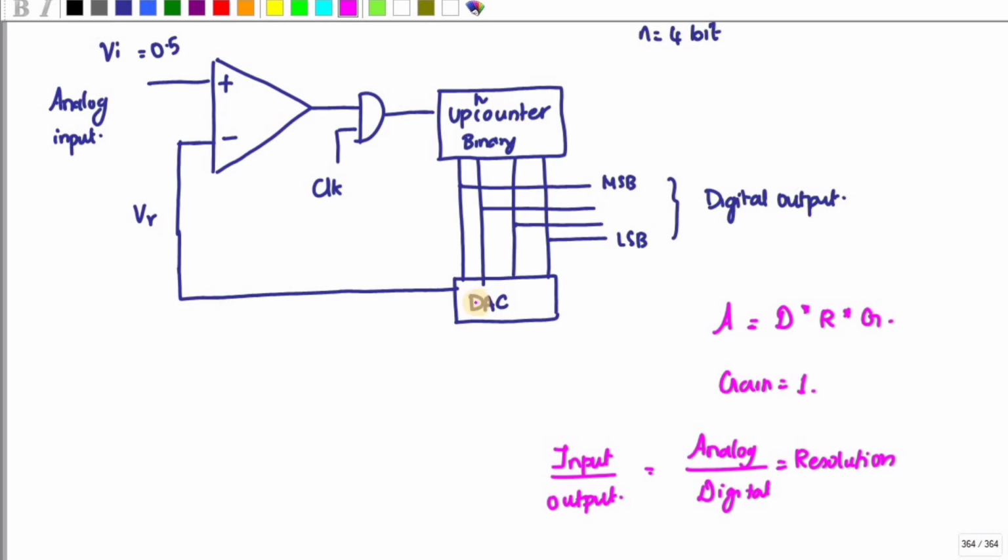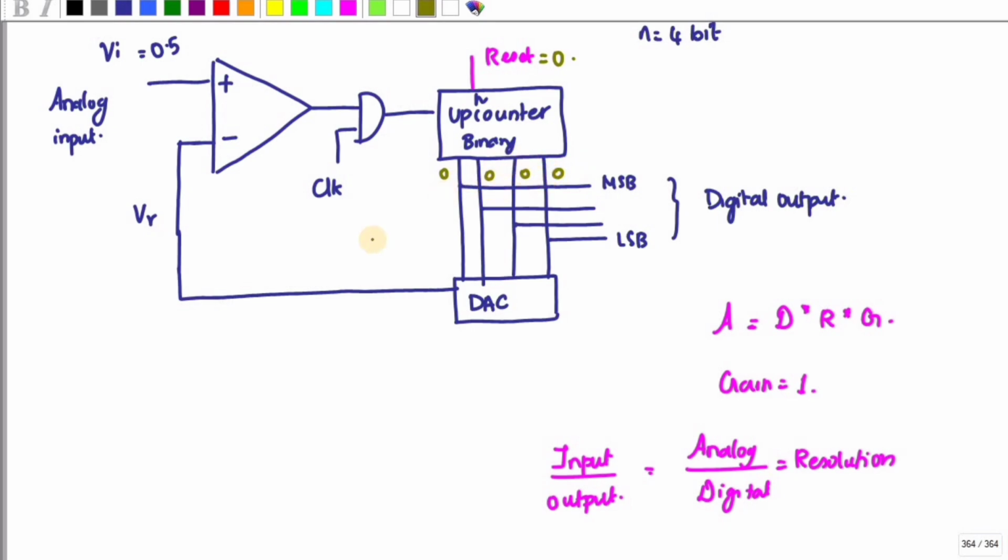Consider I'm going to convert my input signal VA into a digital value. The VA value is equal to 0.5. Initially you have a reset pin. The reset pin is an active low pin. If it is 0, my output goes to 0. If the reset value is equal to 1, this binary up counter will not work. So consider initially the reset pin is 0, so the 4 pins are in 0 state.